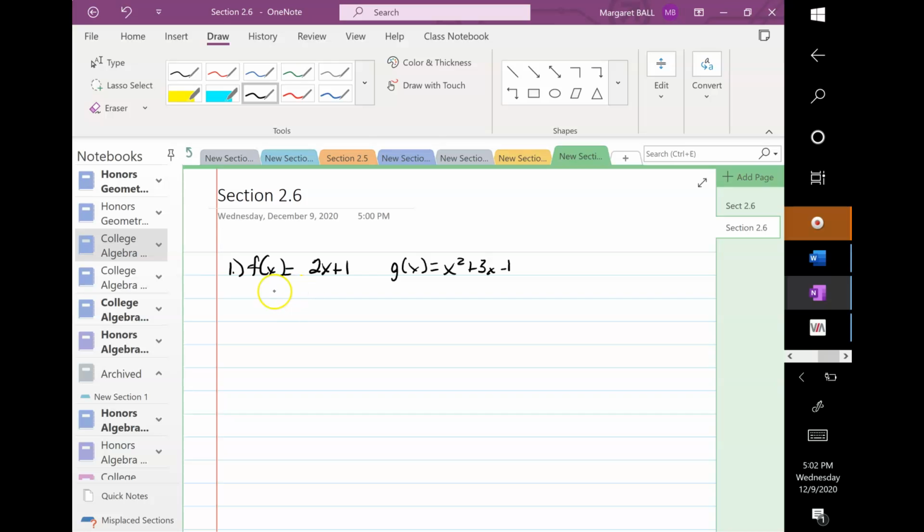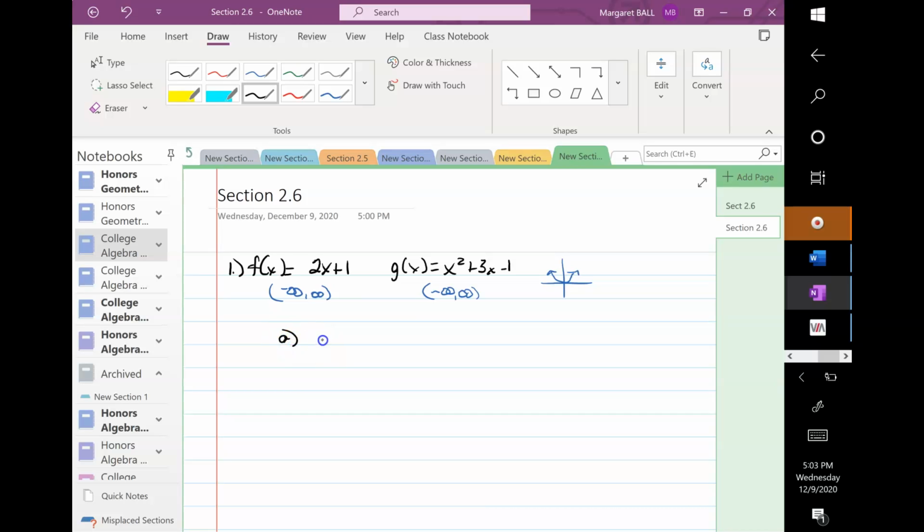Okay, so let's talk about the domain of these functions. It's a line, so the domain goes from negative infinity to infinity. This is a parabola, and remember what that looks like. Of course, that's not what this one looks like, but you know what a parabola looks like. The domain goes from negative infinity to infinity. Okay, so just a refresher as to what domain is. Remember, it's the set of all x values.